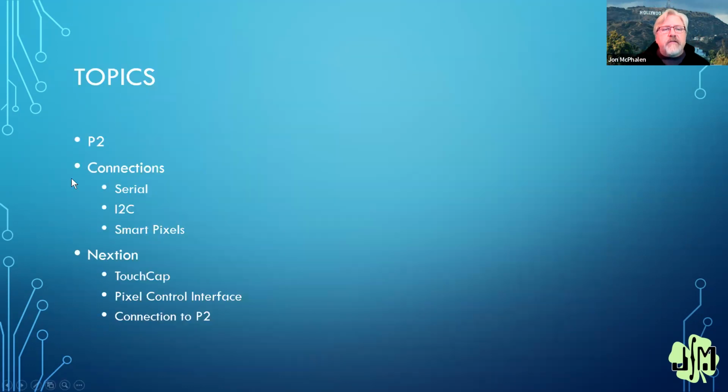Here's the things we're going to talk about today. Because we've been away for a long time and we have some newcomers, we're going to do a real quick review of the P2. We're going to talk about connections between the P2 and outside devices, specifically with serial, I2C, and then smart pixels, how they work. And then we're going to go back to the NEXTION and pick up where we talked, from some things we did last week. There is a feature that is part of the NEXTION that I finally sorted out this week called Touch Cap. And I'm going to show you that.